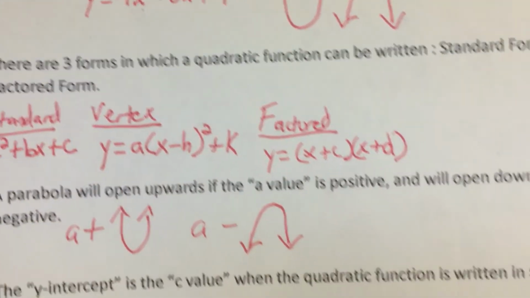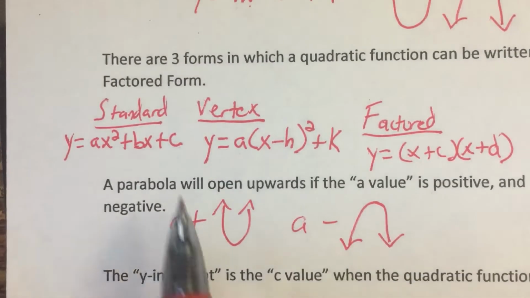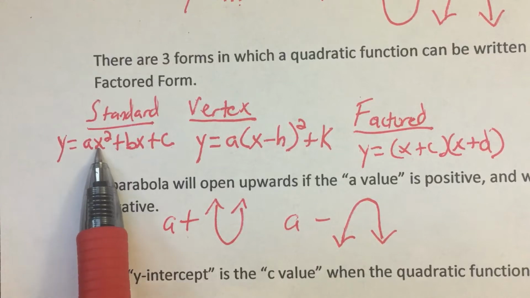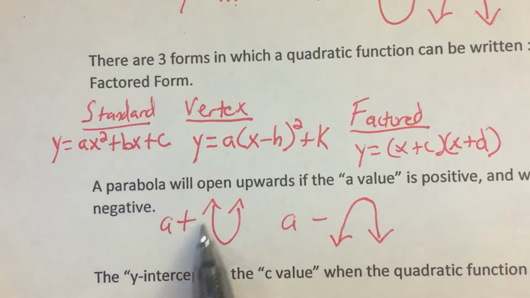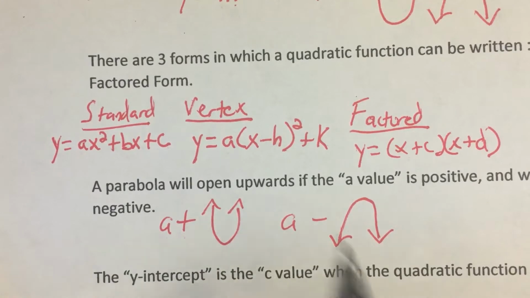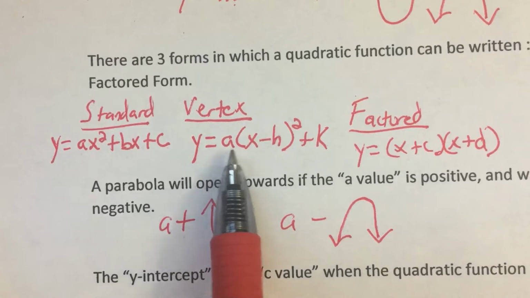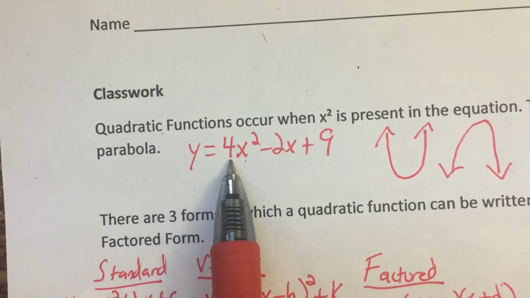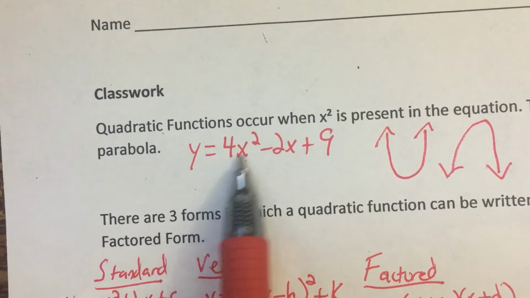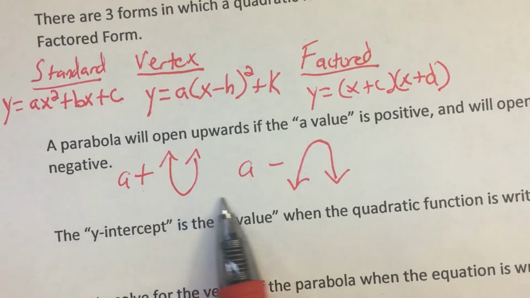So a parabola will open upwards if its a value is something positive. So notice in standard form, the a value is the number in front of x squared. Whatever number that is, if it's positive, that means your parabola is going to open upwards. If it's negative, your parabola is going to open downwards. The same is true when it's written in vertex form. So the one I wrote earlier, notice how the a value is positive 4. This would produce a parabola that opens upward.